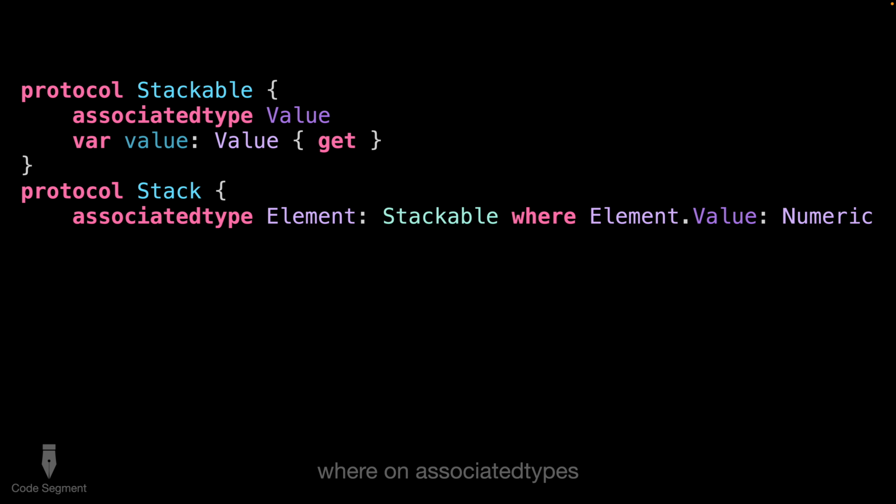Then here we have this protocol stack, okay? And so stack is going to have its own associated type element, just as we've seen before, but now we're going to require that element conform to stackable. And we're going to say where element.value, which we defined here, right? So because element is stackable, it has access to the stackable associated type, okay? So where element.value, and that's here, adopts and conforms to the numeric protocol.